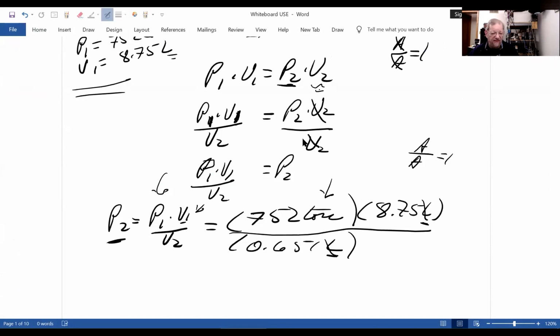And therefore, my answer is 1.01 times 10 to the fourth torr, which is like 10,000 torr, a little over 10,000. That's a big change from 750 to 10,000. That's a big change.